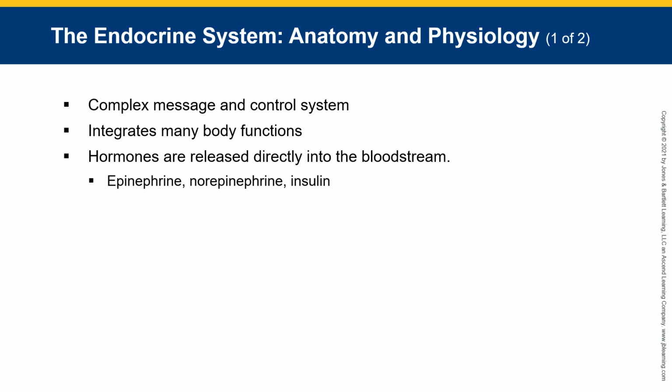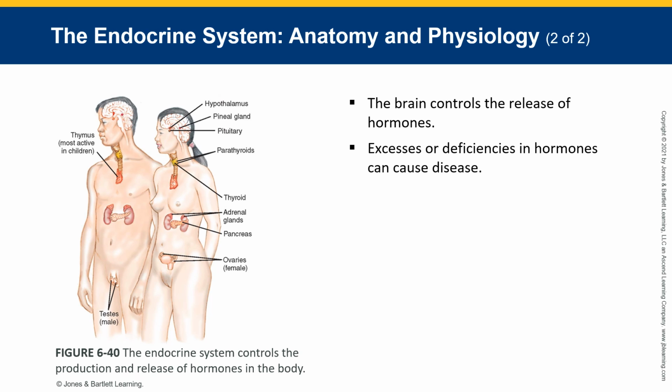Endocrine system. A complex message and control system that integrates many body functions. Hormones are released directly into the bloodstream, such as epinephrine and insulin. The brain controls the release of hormones. Excesses or deficiencies in hormones can cause disease.